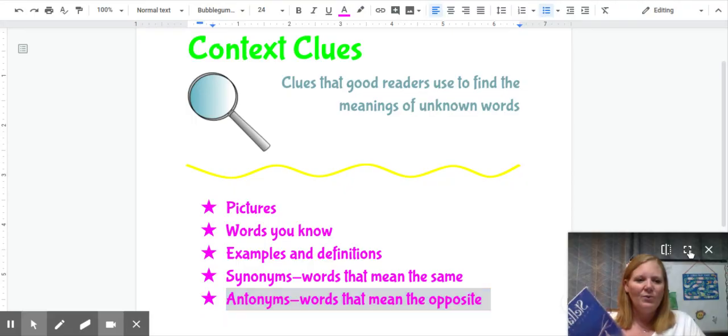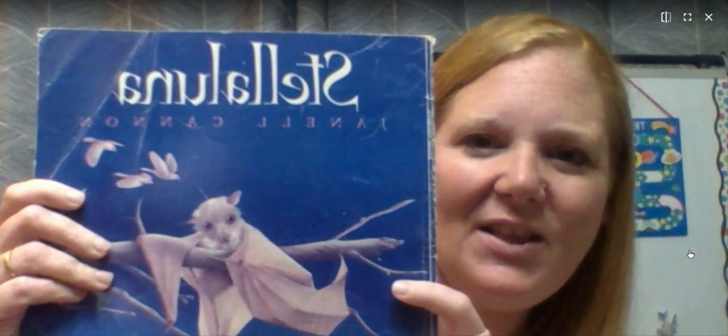So we are going to read this story together. Stellaluna by Janell Cannon.